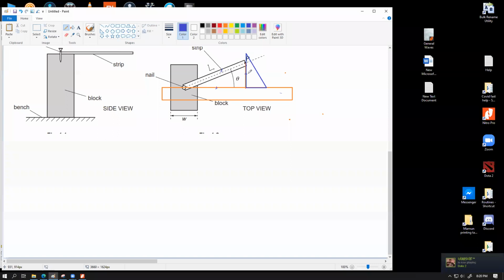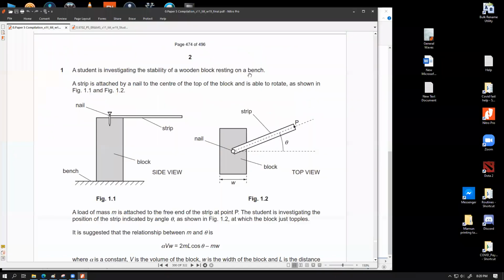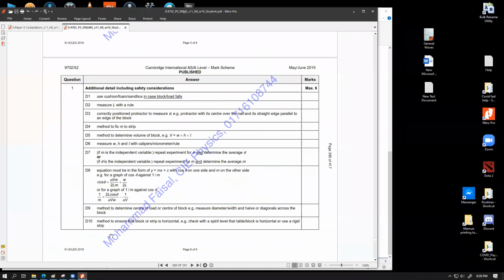Yes, sir. Sure. Ashvia. Sir, in the mark scheme, one of the points says how to keep the strip horizontal. It says that we have to use a spirit level, but instead of a spirit level, can I say that in any other way I can keep the strip horizontal?